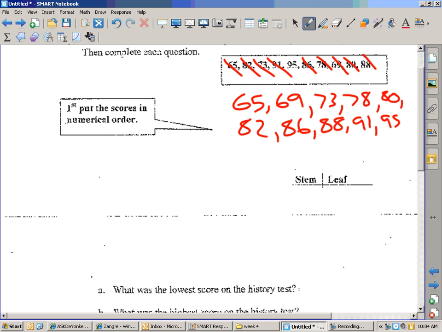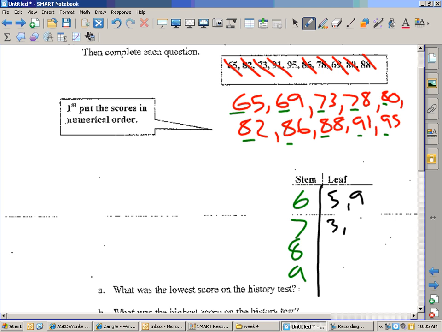So for our stems, we're going to have 6 is a stem, 7 is a stem, 8 is a stem, 9 is a stem. And for our leaves, again, for the 6 we have 5 and 9. For the 7 we have 3, 8. For the 8 we have 0, 2, 6, 8. For the 9s we have 1 and 5.